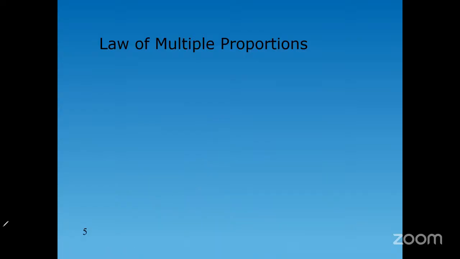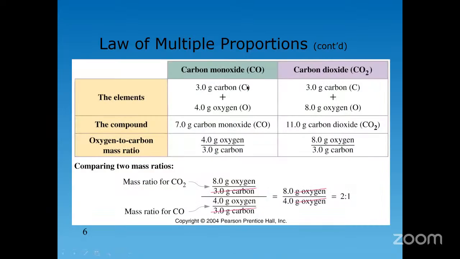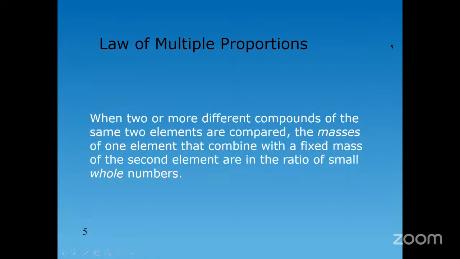Okay, law of multiple proportions. Basically, it's a bit wordy, the law that is expressed in words. Let me just read this out to you and then try to explain what it's all about. When two or more different compounds of the same two elements are compared, the masses of one element that combine with a fixed mass of the second element are in the ratio of small whole numbers. So what do they mean by that?